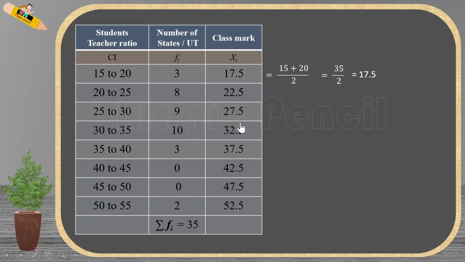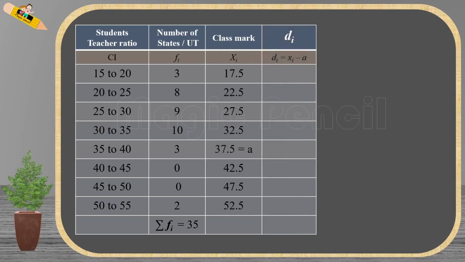If you follow the direct method, you have to multiply fi xi, but these values are big. So since we are lazy, let us calculate di values. To calculate di, you have to select one of the xi values as our assumed mean. So for this problem, we are selecting 37.5 as our a, the assumed mean. Now from each xi value, we have to subtract this 37.5.